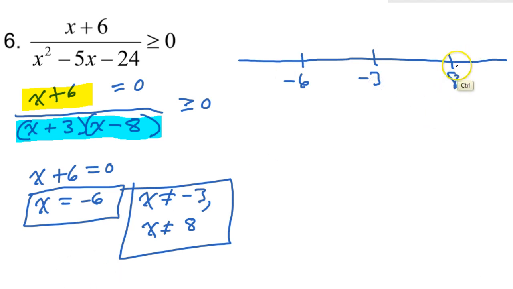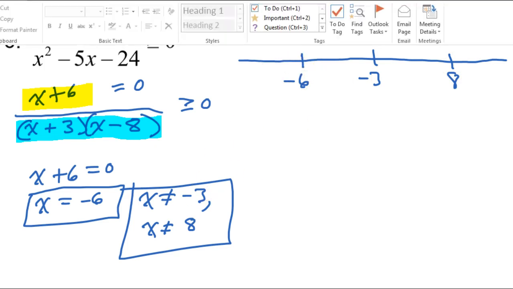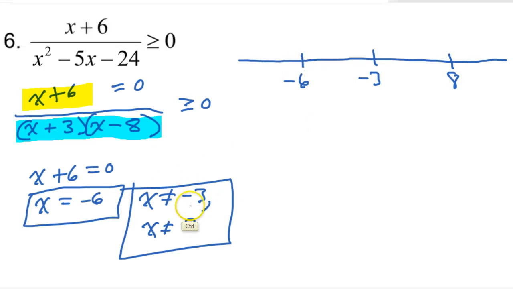So these critical values, first of all, we have to ask ourselves, are they going to be open circles or closed circles? Well, the illegal values are automatically open circles because they're illegal. They cannot be included. So I'll definitely have an open circle at -3 and 8 because those are illegal. The other value, well, it depends. It depends on if it's greater than or equal to. Because of the or equal to, the -6 will be included, so we'll put a closed circle there.